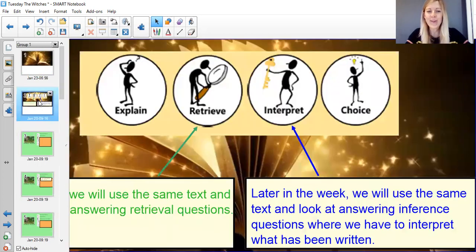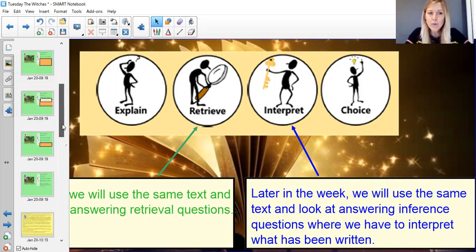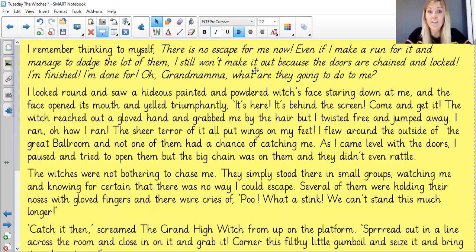Okay, as I said at the beginning, today we're going to be looking at retrieval questions. We're going to retrieve information. Those questions are the more simple questions where the answers are given in the text. So let's do a few together before your task today, which is to do some by yourself.